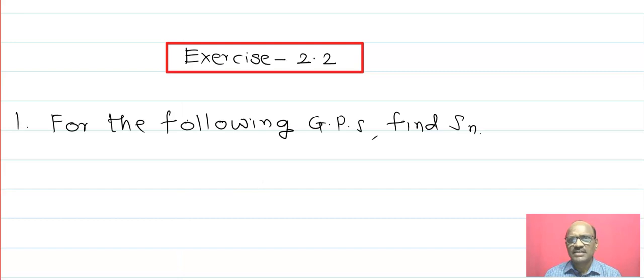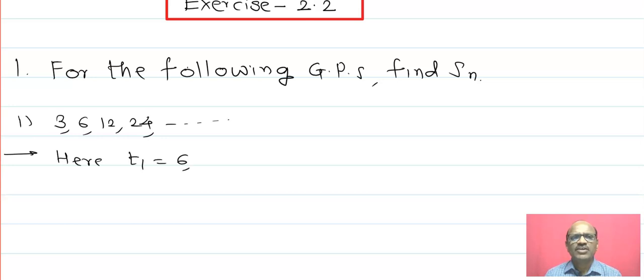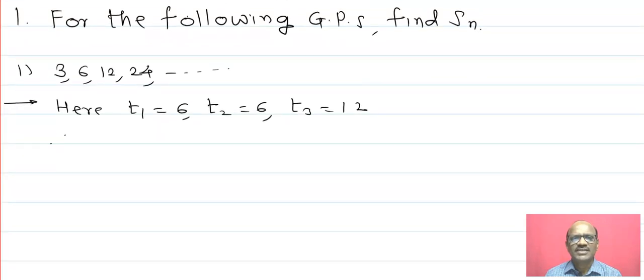Now we'll start exercise 2.2. For the following GPs, find Sn. Now the first example: 3, 6, 12, 24. Here a is equal to 3. To find the common ratio, r is T2 upon T1, T3 upon T2. T1 is 3, T2 is equal to 6.